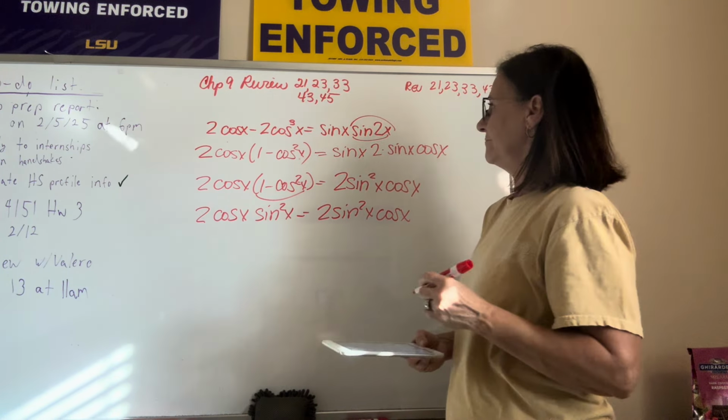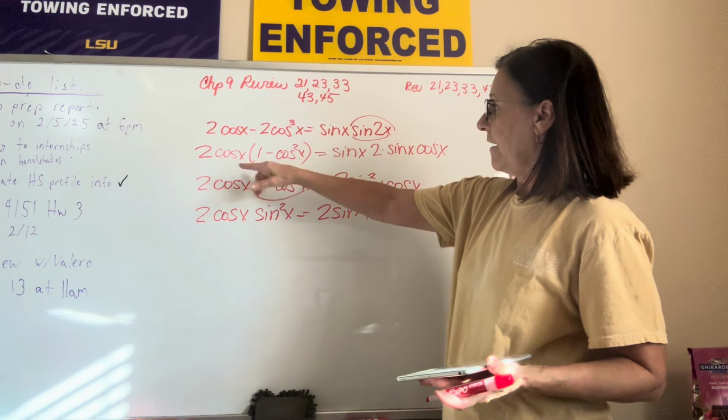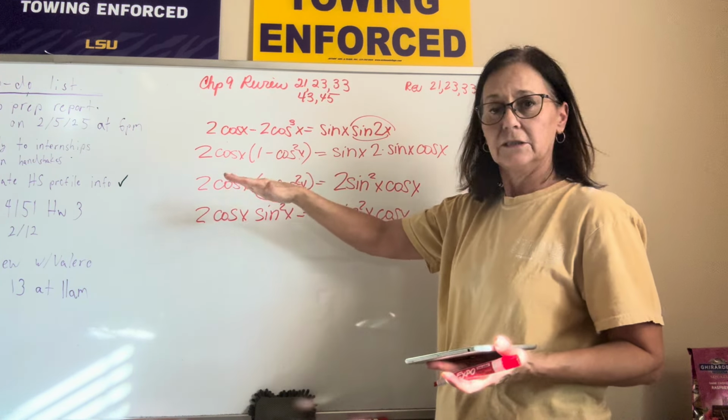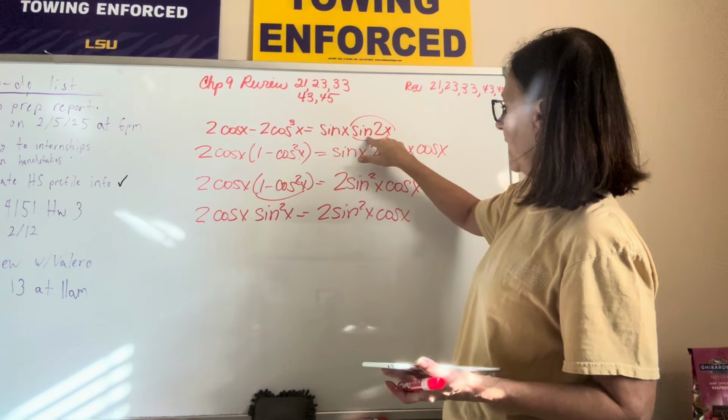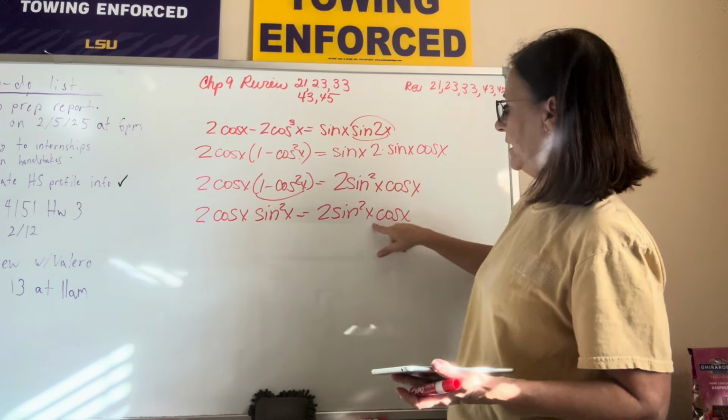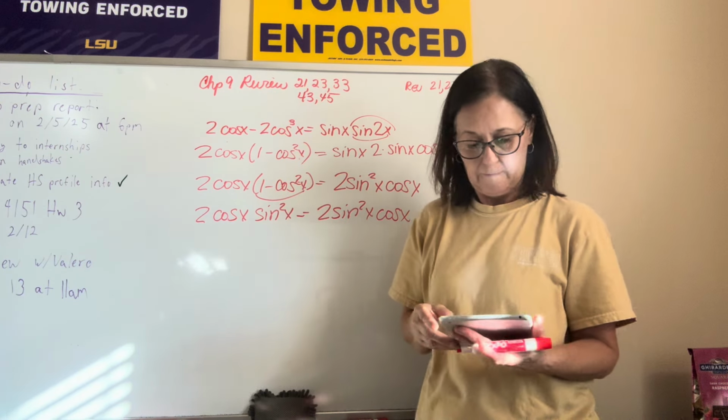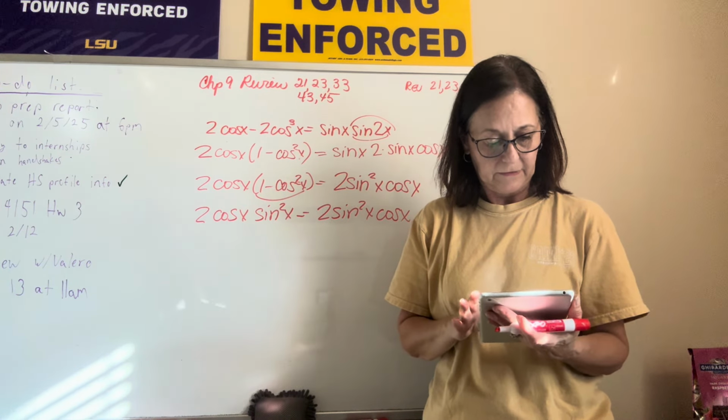All right, so what do I have to do? I factored on the left-hand side. I really didn't until I substituted here, but I obviously made that mistake. I used the double angle identity to prove it. All right, 43.